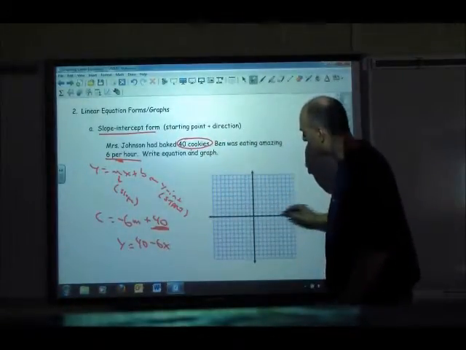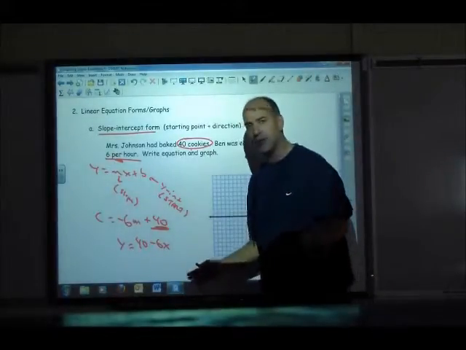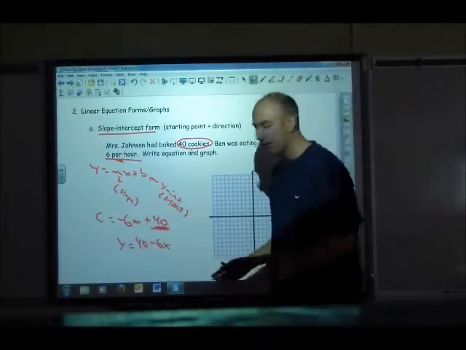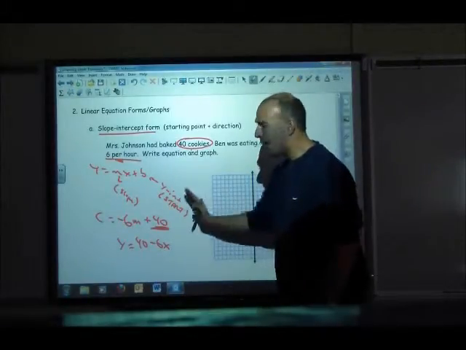This is going to be a first quadrant graph. You can't have a negative amount of cookies. Even a bad cookie is a cookie. I don't know what a negative cookie would actually be like, but they're all positive in my mind. You certainly can't go back in time.